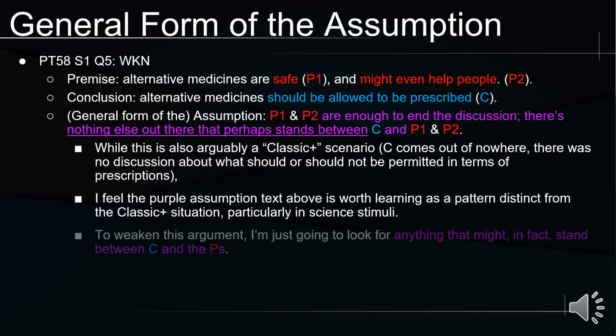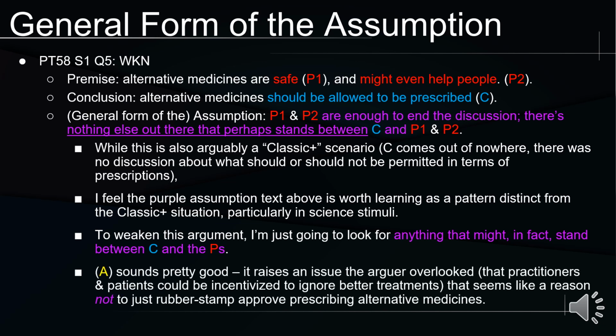stimuli. So to weaken this argument, I'm just going to look for anything that might in fact stand between the conclusion and the premises offered. And A sounds pretty good. It raises an issue the arguer overlooked, that practitioners and patients could be incentivized to ignore better treatments. And that seems like a reason not to just rubber stamp the approval of prescribing alternative medicines.